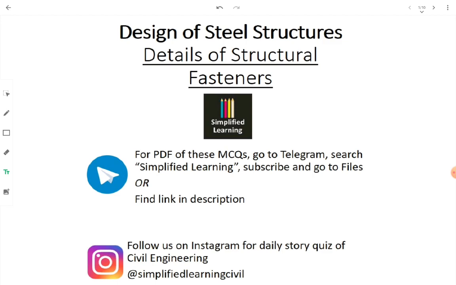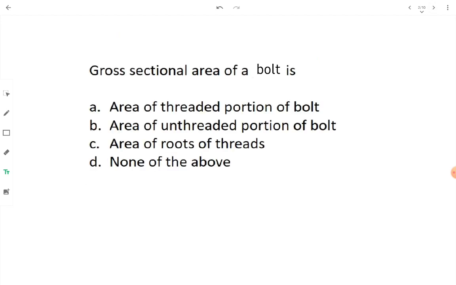Let's go to question number 1. That says gross sectional area of a bolt is, and options are saying area of threaded portion, area of unthreaded portion, area of roots of thread, and none of the above. The answer is area of unthreaded portion of bolt is the gross sectional area, which is written as A suffix G. Option B. The unthreaded portion of bolt, that is shank cross section area, is called the gross sectional area of bolt.